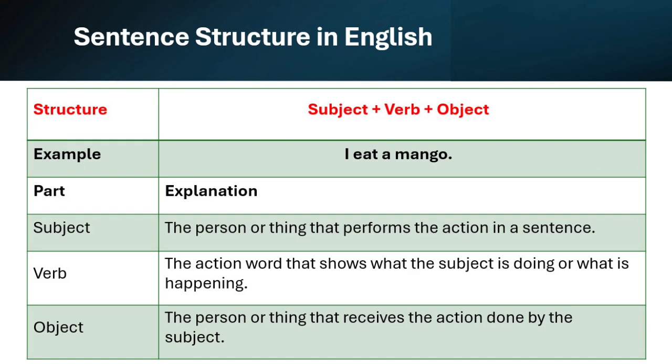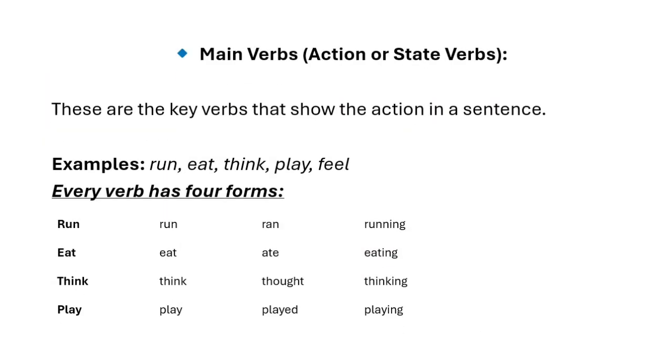Now let's move ahead. As we have seen the structure of a sentence in English, the most important part in that structure is the verb. Verb has two types, main verb and helping verb. With the help of these verbs only we frame different tenses. Now let's see what are the main verbs. These are the key verbs that show the action in a sentence. In simple words, these are the verbs which show action in a sentence.